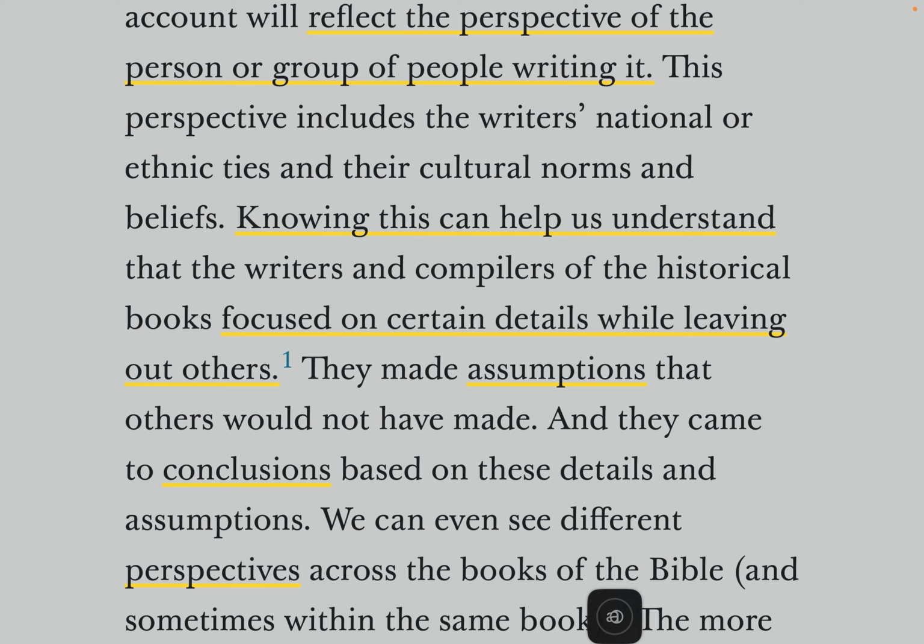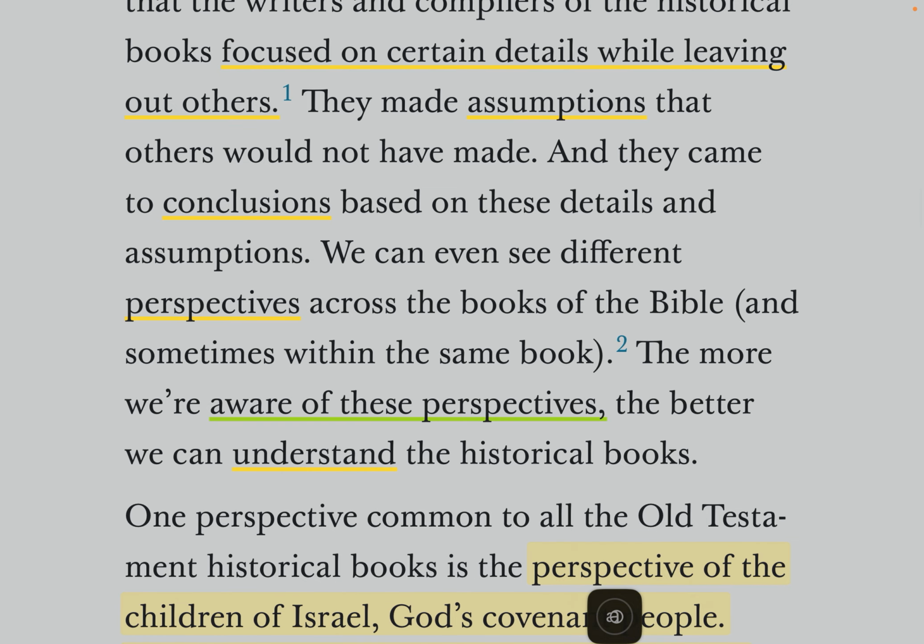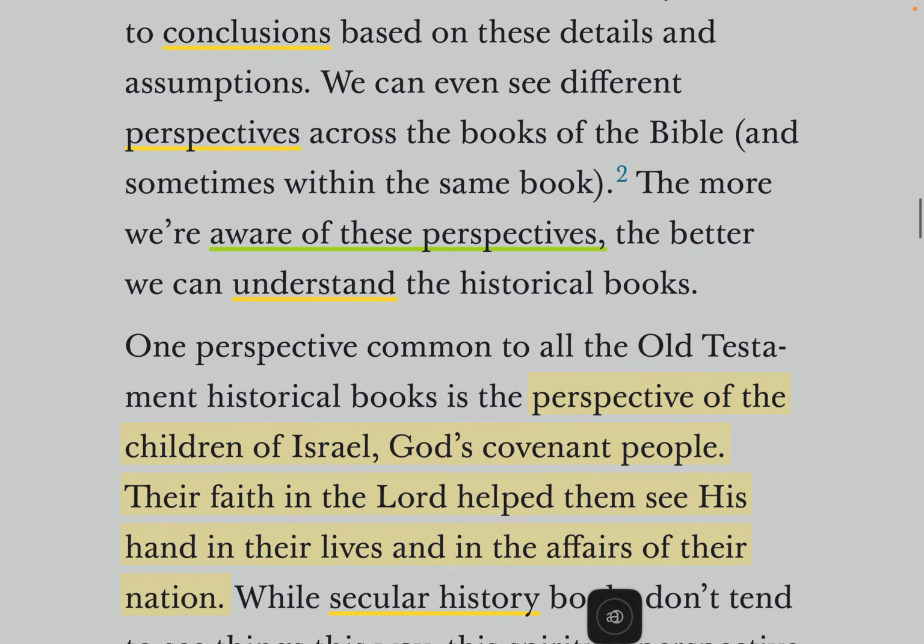Now we're talking about something thousands of years ago, and of course they're going to have their own way of looking at things. Remember that when you're going through the Bible. Look at what they want us to understand and then understand it. So the compilers of the historical books focus on certain details while leaving out others. They made assumptions that we would not have made. They came to conclusions based on these details and assumptions. We can even see different perspectives across the books of the Bible, and sometimes within the same book. The more we are aware of these perspectives, the better we can understand the historical books.